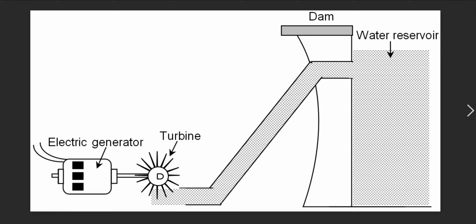The next is wind as a source of energy. The large mass of moving air is called wind. Due to the motion, it has kinetic energy. The kinetic energy possessed by the wind is called the wind energy.